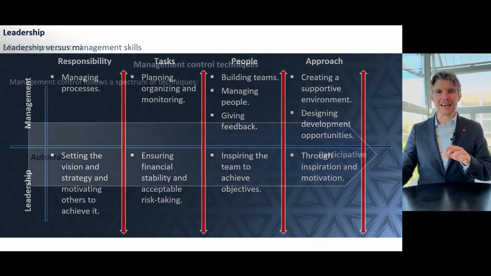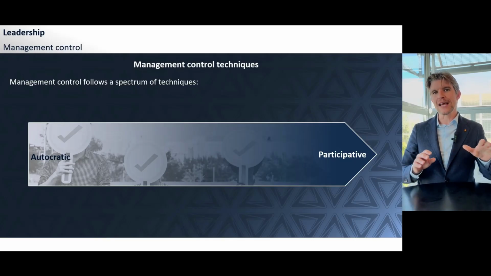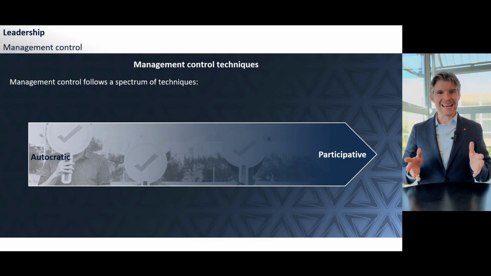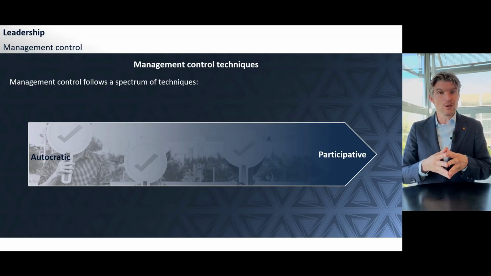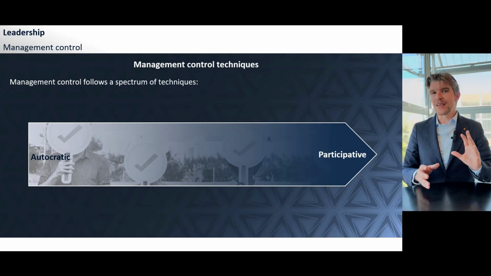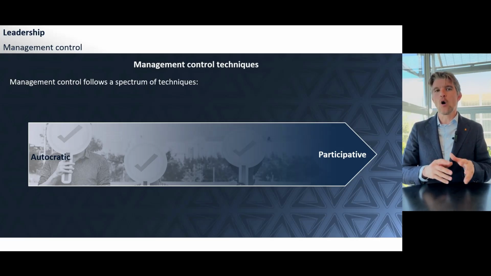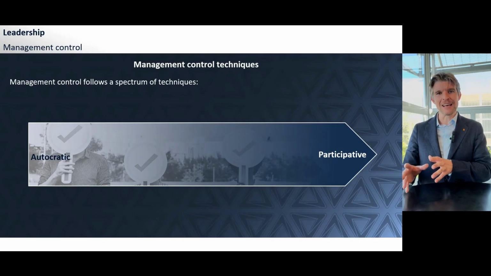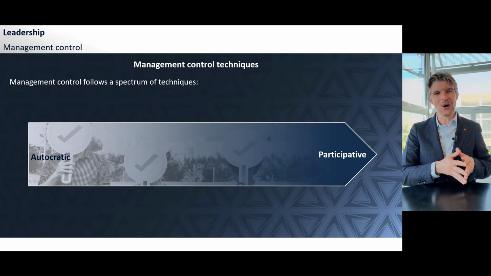Let us look at management control and different management control techniques. I'm going to look at these on a spectrum. And I'm going to say that every person is different. People have different views on whether they would like something a little bit more autocratic, that's a little bit more forceful, or more participative. I'm even going to say that there is no one size fits all.